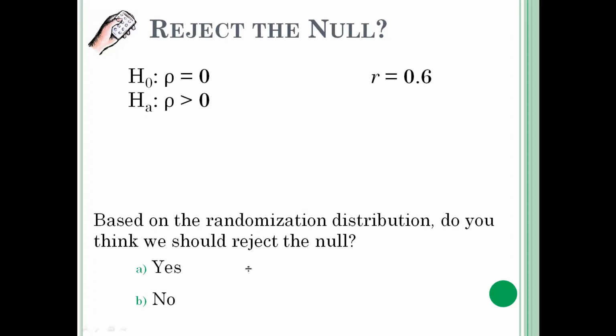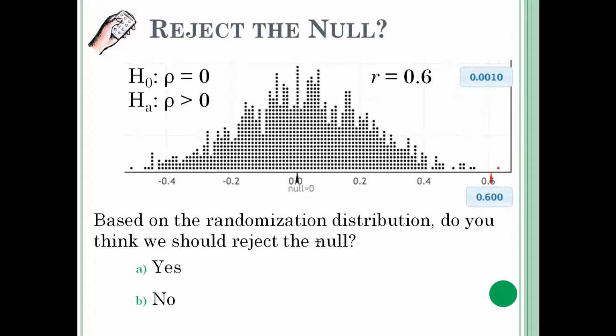So let's look at different situations. Let's look at this one here. You have the randomization distribution. The sample statistic is 0.6 and the p-value was 0.001. Based on this randomization, do you think we should reject the null? We look at this p-value, it is very small, so we're going to say yes.